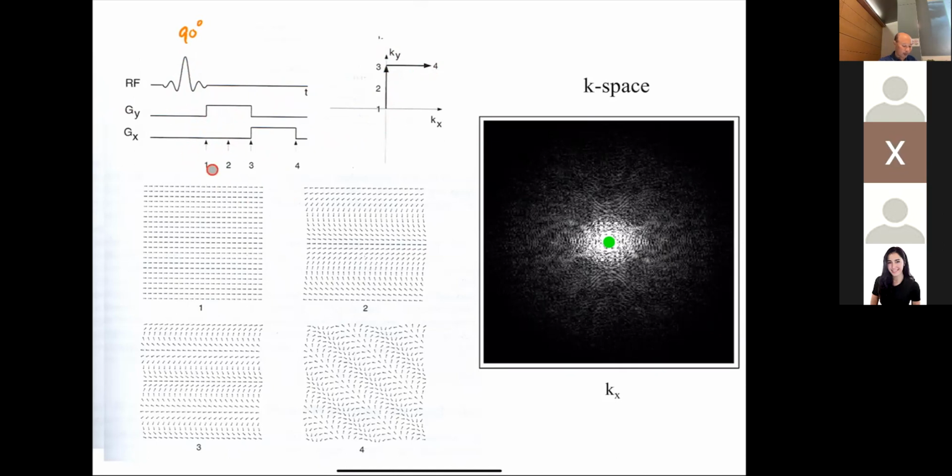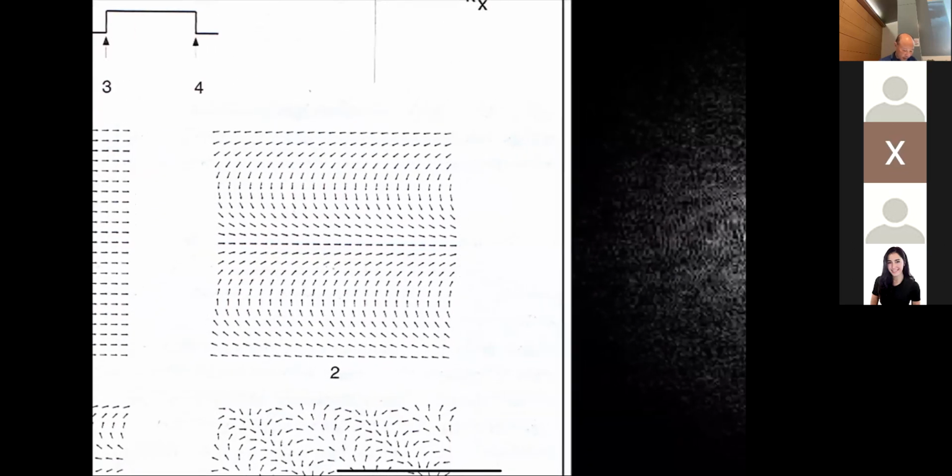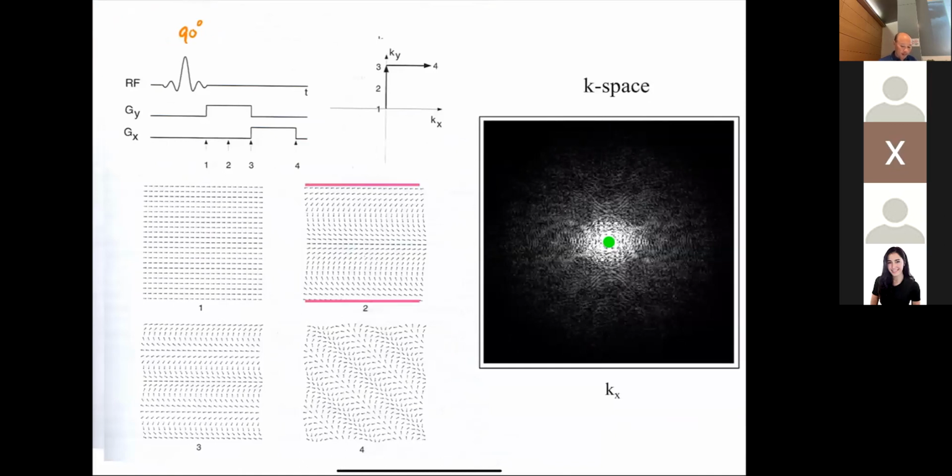So at point 1, right, we're at kx equals 0, ky equals 0, right? So there's no spatial variation of the spins, right? At time 2, you can sort of see there's starting to be variation this way. There's no variation this way. I think if you zoom in on it, you can probably see better, right? Okay. So at that time, the period is like this, and I'm at some point in k-space along the ky axis.